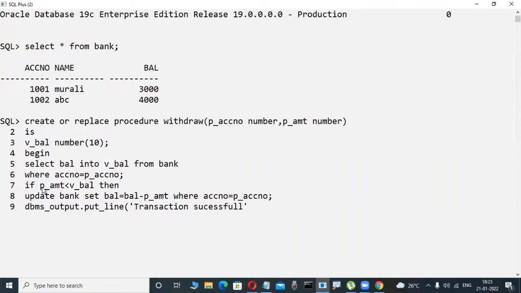Don't worry about this one, just observe it here. Else, simple coding. And now check it out here: else, insufficient funds. Okay, some coding is there. This is not a difficult coding, take it easy.